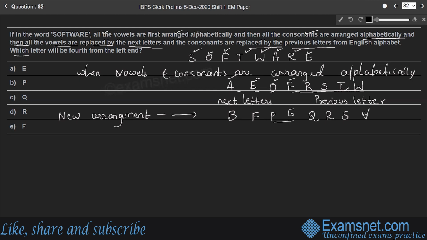So the question is, which letter will be fourth from the left end? From the left end, the fourth letter will be E. First, second, third and fourth letter is E. Hence option A is the right answer.